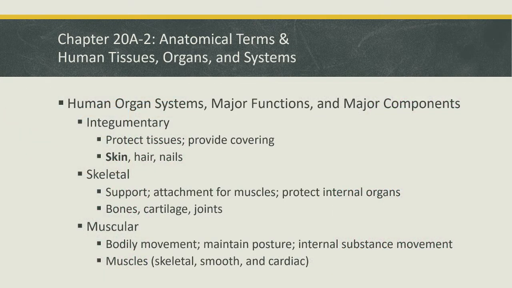All right. Next, we move on to human organ systems. So the body systems, the major functions that each body system does, and then the major components of each body system. So first, the integumentary system. So what we have right here, this is just a kind of a bird's eye view. Most of these we'll look at in a little bit more depth as we go chapter by chapter through these last few chapters. So the integumentary system, it protects the tissues, it provides covering.